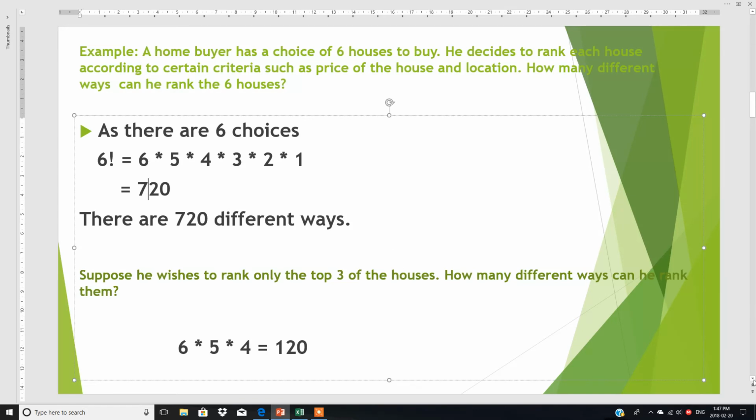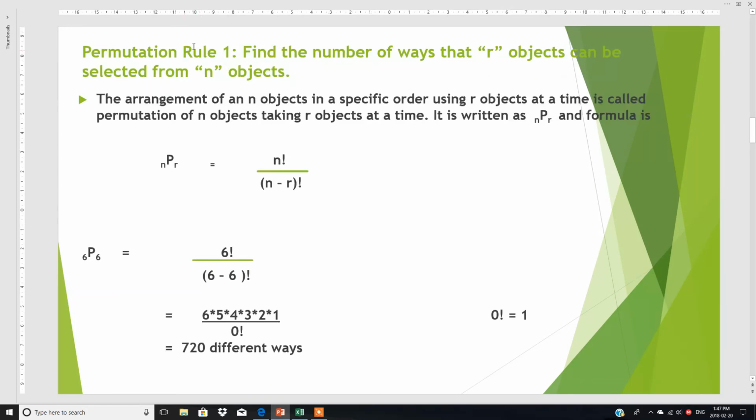Right? Okay, now move on. I will show here the permutation rule. Here we will use the same example but with the help of a formula. Find the number of ways that r objects can be selected from the n objects. n objects means the total number of objects.